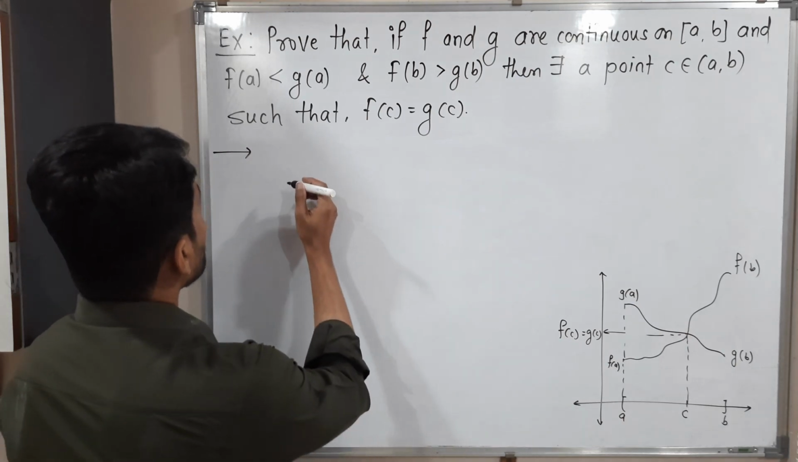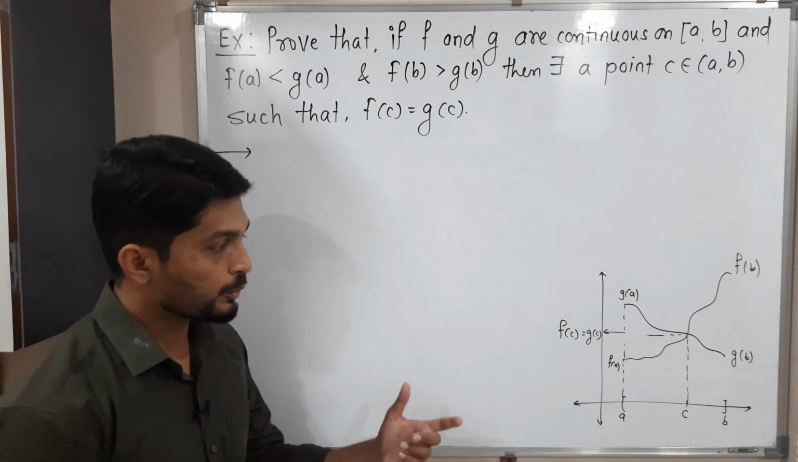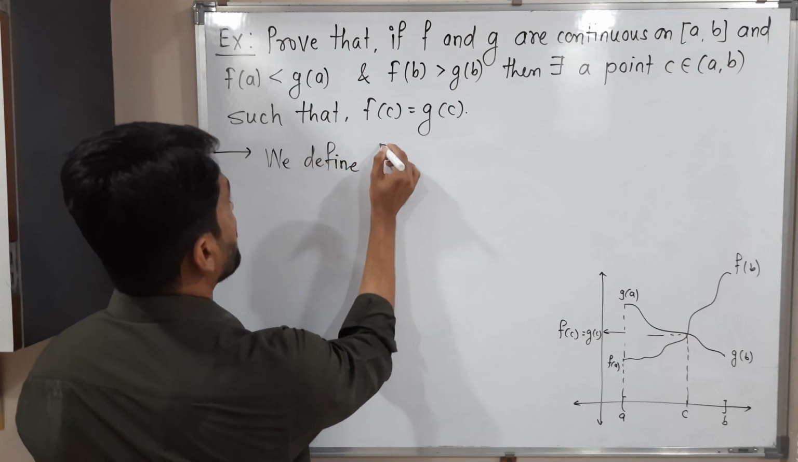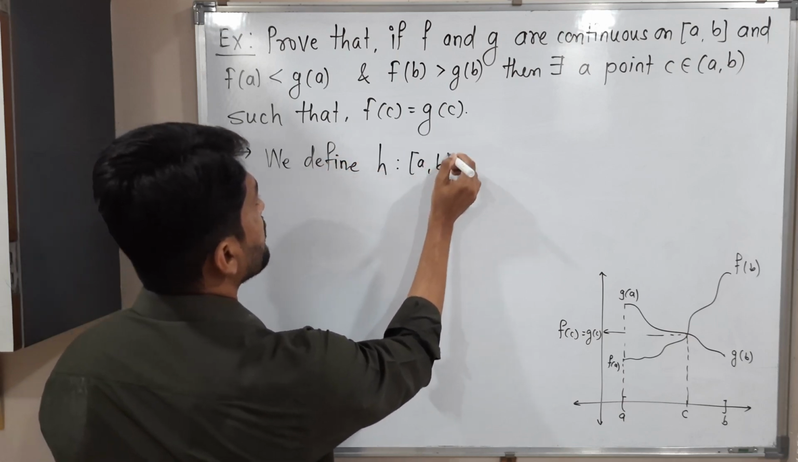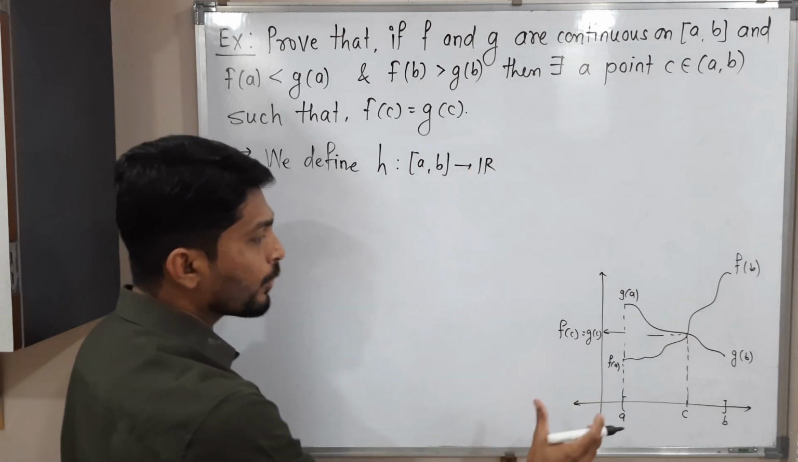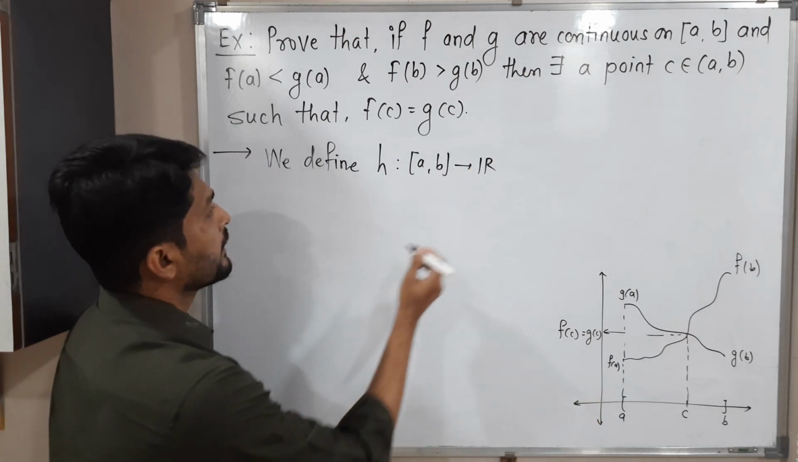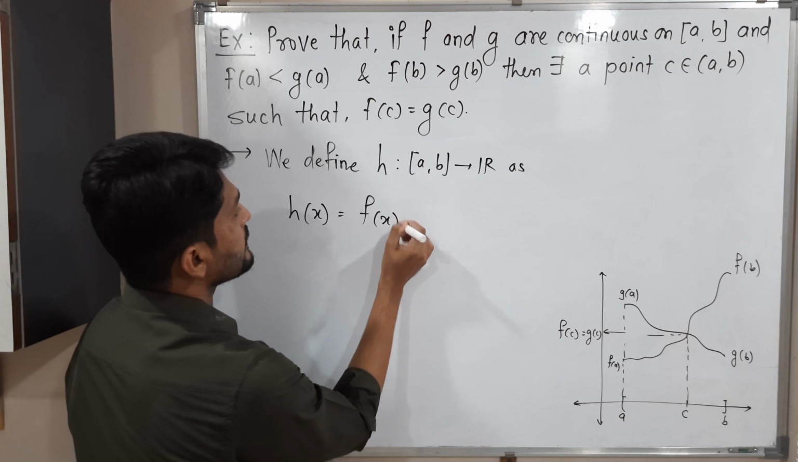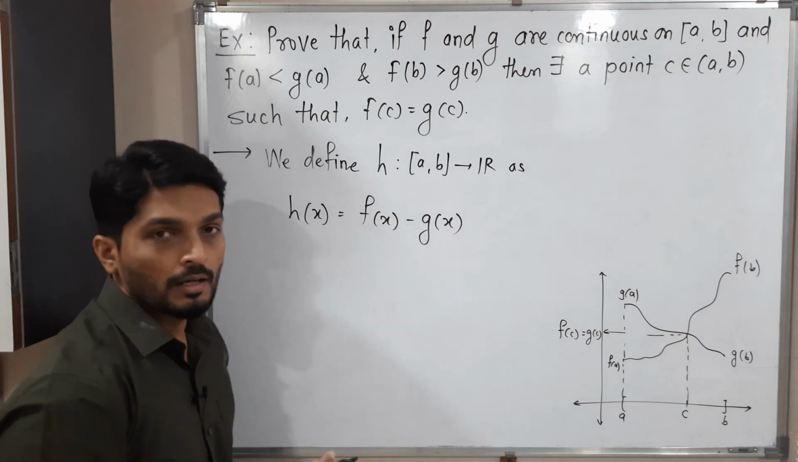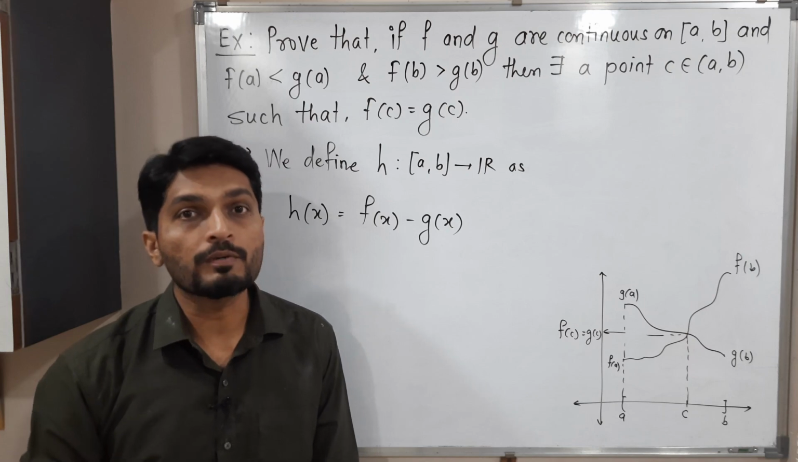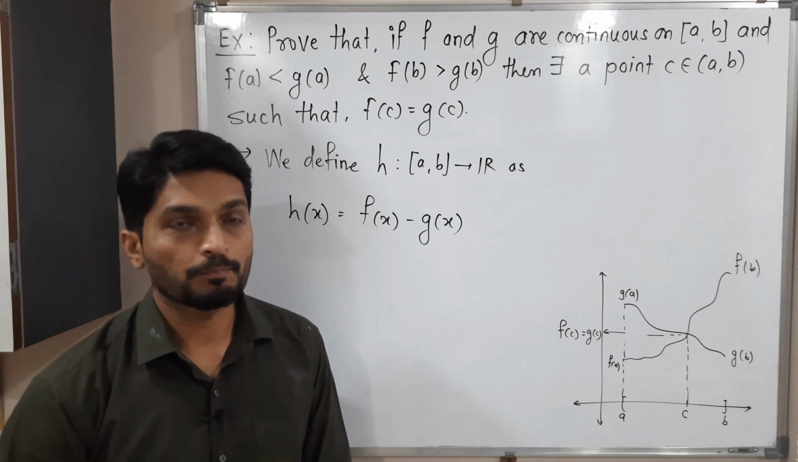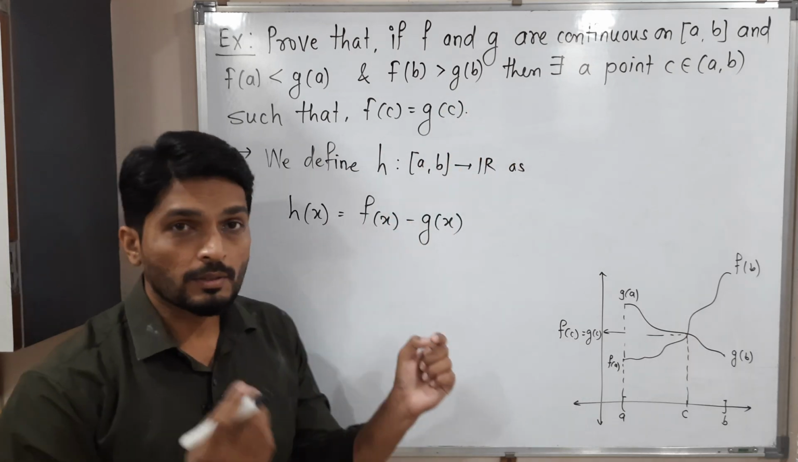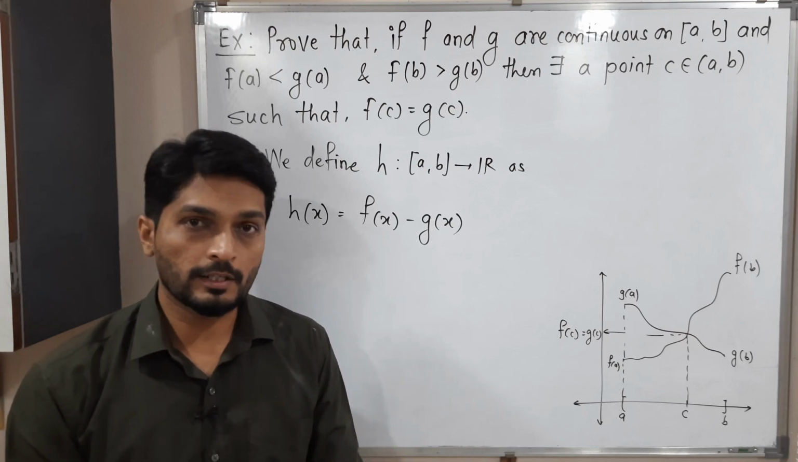So what will I do? To prove this, I am going to define one function. I am defining a function h from the closed interval AB to R. On the same closed interval AB, its definition is h of x equals f of x minus g of x. I use the same given functions f and g to define my h, right? The important thing is f and g are continuous on the closed interval AB. If you subtract two continuous functions, obviously the resultant function is also continuous.